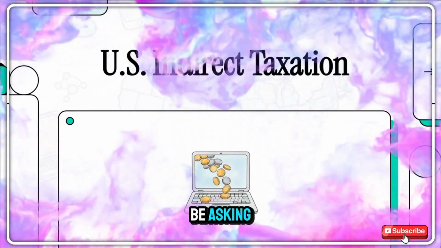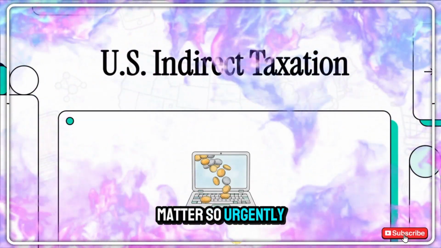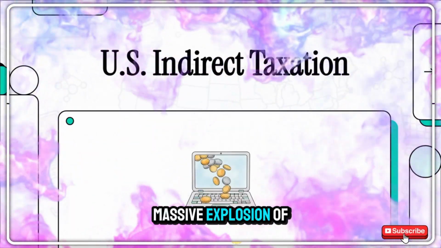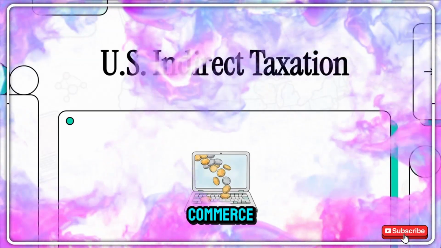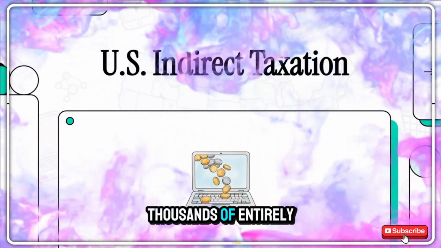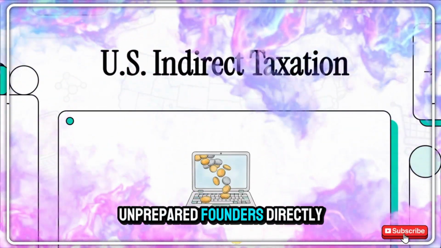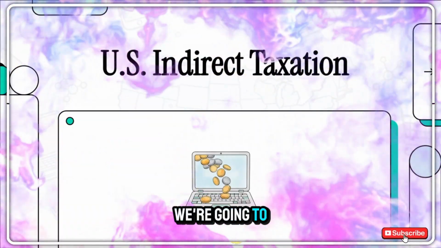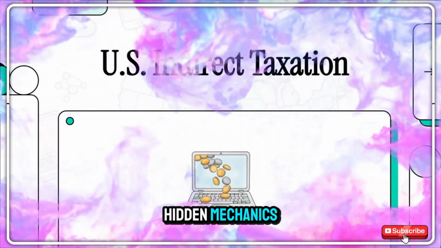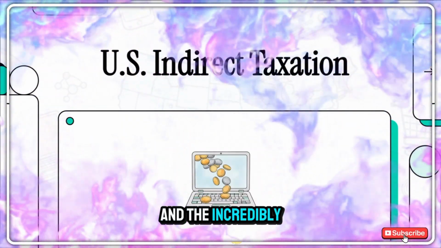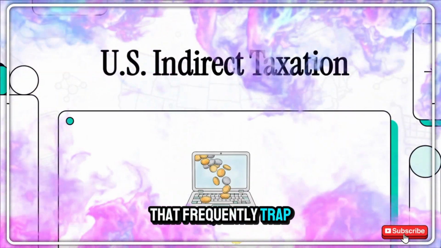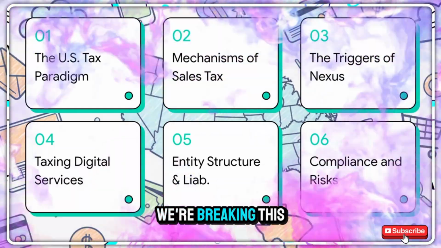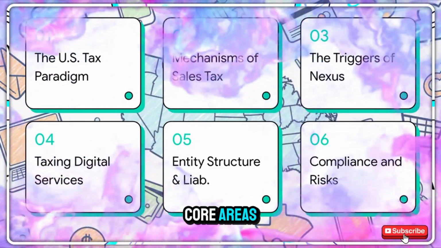And you might be asking, why does this matter so urgently right at this exact moment? Well, it's because the sudden, massive explosion of remote work and borderless e-commerce has effectively pushed thousands of entirely unprepared founders directly into a massive operational landmine. So today, we're going to completely dissect the hidden mechanics, the legal triggers, and the incredibly costly assumptions that frequently trap international entrepreneurs. To give you a clear roadmap, we're breaking this down into 6 core areas.